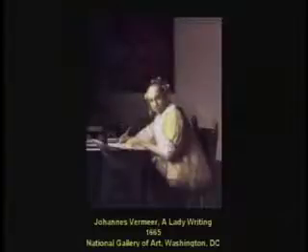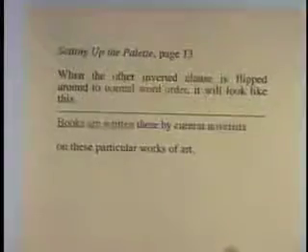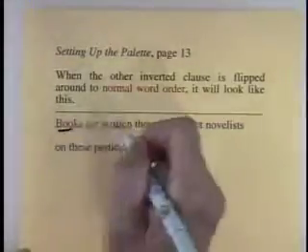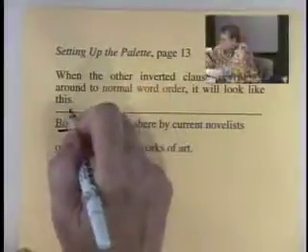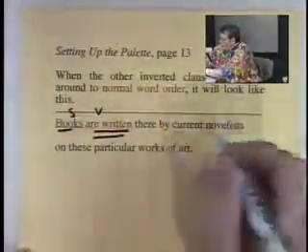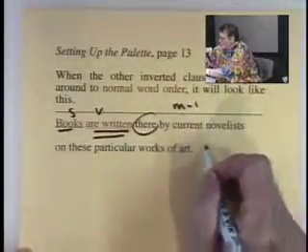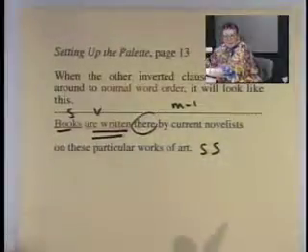So, the other sentence that we looked at that was inverted, we're flipping it around to normal word order now, and it looks like this. Real easy to analyze when it's a normal word order. Books are written, here's the subject, here's the verb, there, see we moved there over here out of the way, by current novelists on these particular works of art. So that gives us again a main clause and a simple sentence.